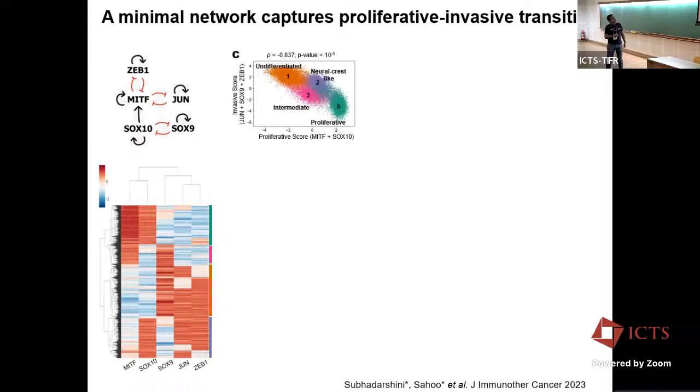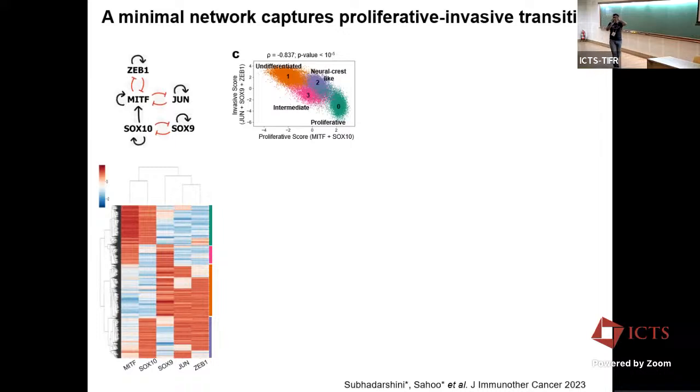Then what we did is we know that MITF and SOX10 do, broadly speaking, similar things. So we say, let's define a proliferative score, which is the sum of MITF and SOX10, and an invasive score, which is the sum of these 3 molecules. Now again, when you take this 5-dimensional data and reduce it to 2 dimensions, where each dot is each row here, what you see, as also evident from this graph and the clustering done here, is that there is strong antagonism between proliferative score and invasive score.